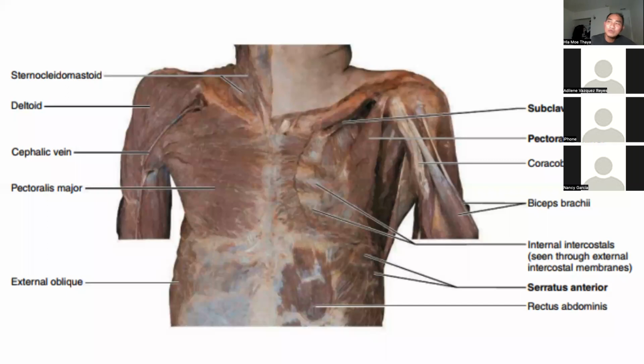Of course, when we die, the muscles will be like this: this is the deltoid here, and this is the pectoralis major muscle, which originates from the clavicle and sternum. And this is the pectoralis minor, because we have already removed the pectoralis major muscle on the left. We can see the pectoralis minor, which originates from the number 3, 4, and 5 ribs, going to the coracoid process.